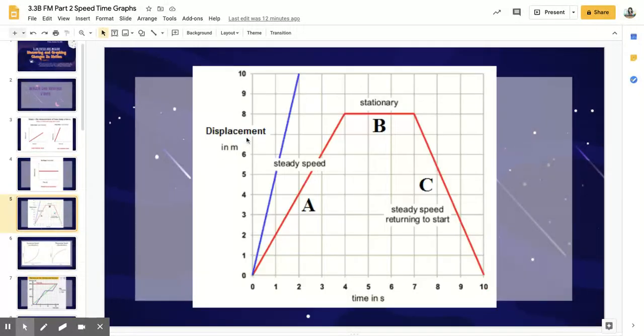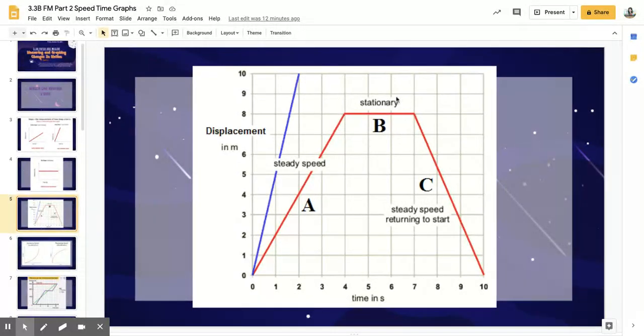Let's move on over here where all the major lines are in one graph. Take a look at this blue line here and this red line here, both mean constant or steady speed. But this blue line, because it has a steeper slope, means that the object is going at a faster, steady speed than the red line right here for letter A.